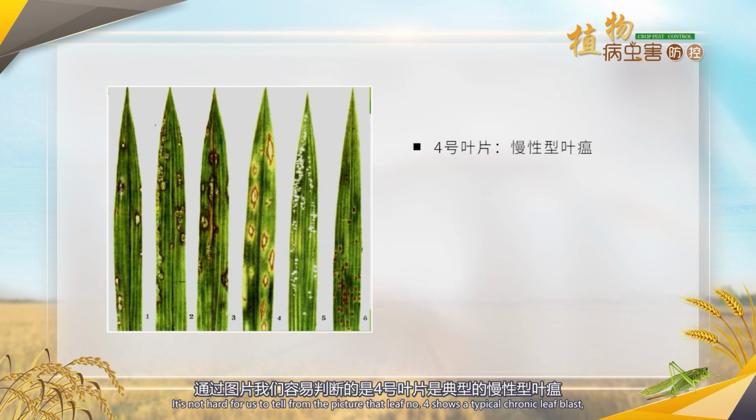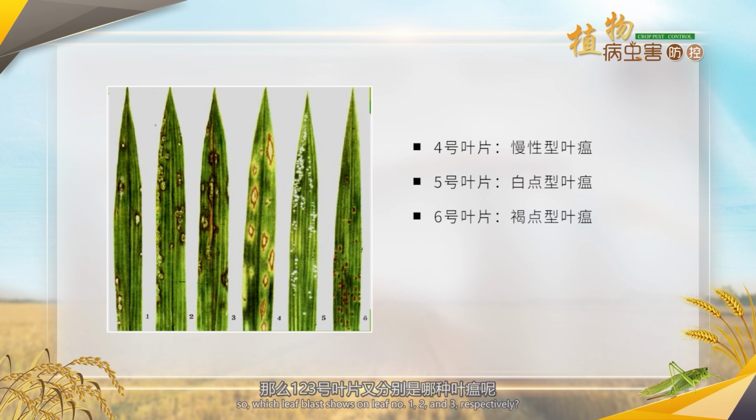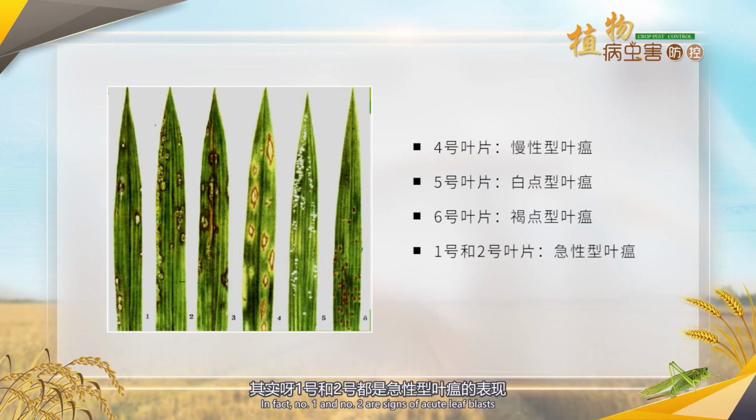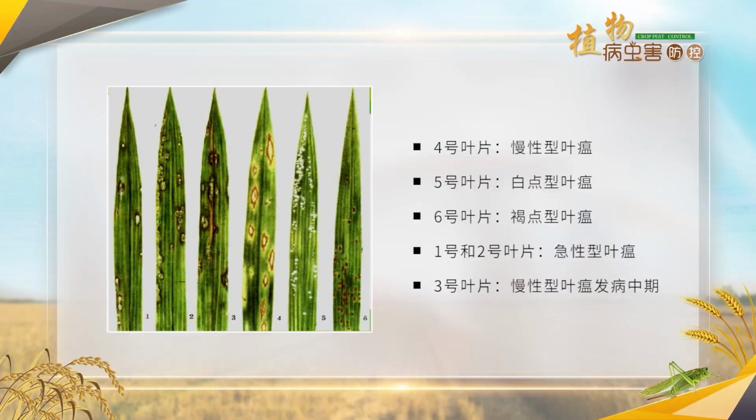It's not hard for us to tell from the picture that leaf number 4 shows a typical chronic leaf blast. Leaf number 5 shows a white spot leaf blast, and leaf number 6 shows a brown spot leaf blast. So which leaf blast shows on leaf number 1, 2, and 3, respectively? In fact, number 1 and number 2 are signs of acute leaf blast, and number 3 is a sign of a chronic leaf blast in the middle stage of the disease.